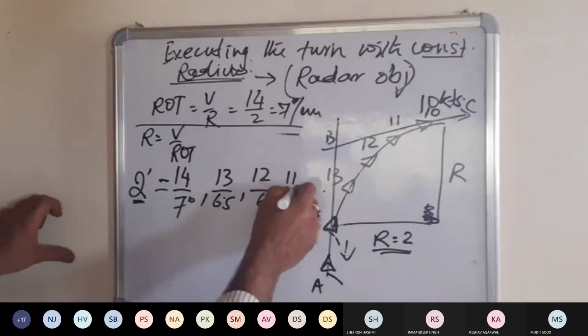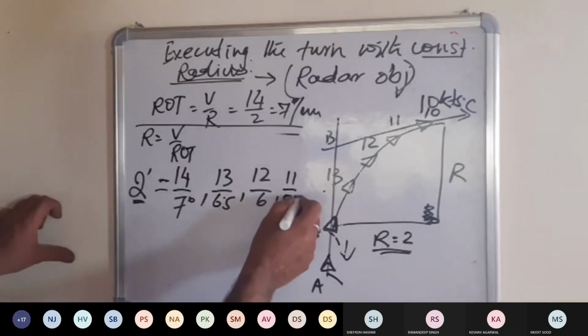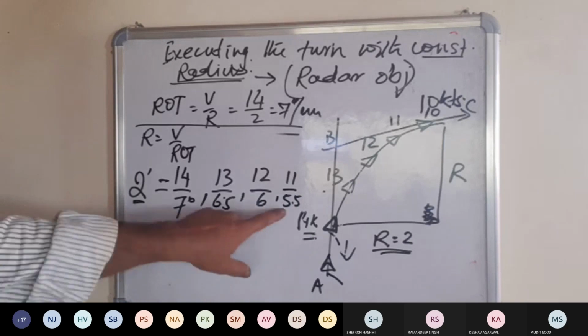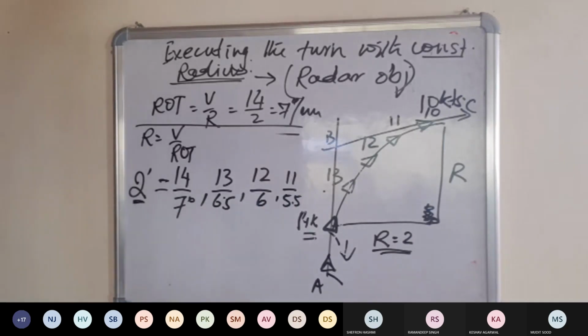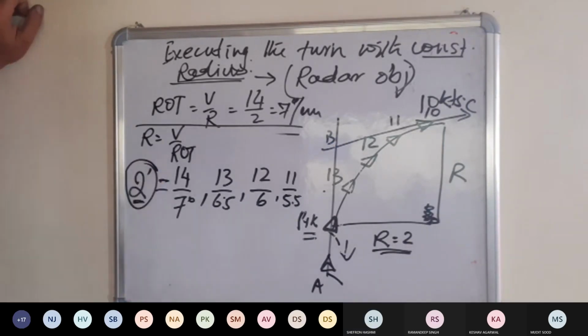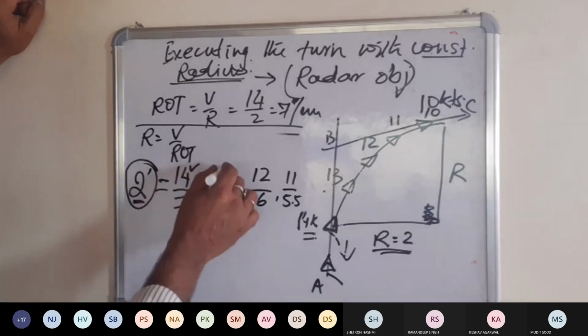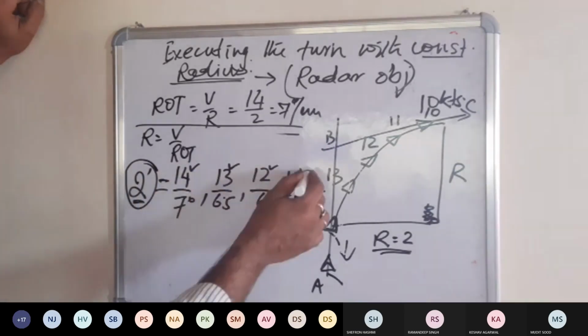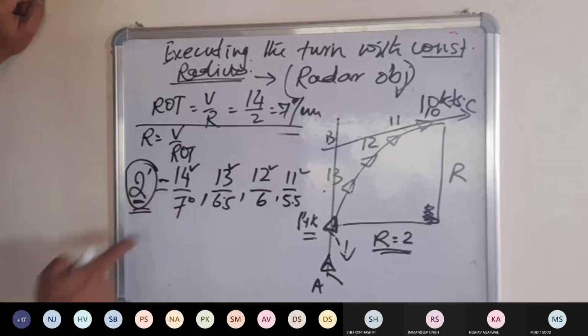When the speed goes to 11 knots, we should have 5.5 degrees ROT. Correct? Yes, sir. So in order to keep the radius constant, what do we have to do with the dropping speed of the ship in order to maintain this constant?